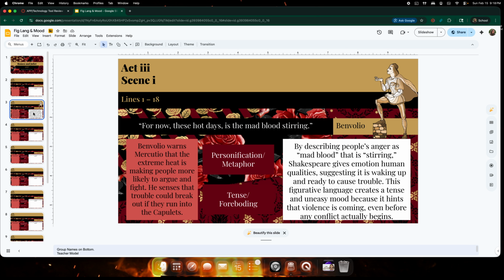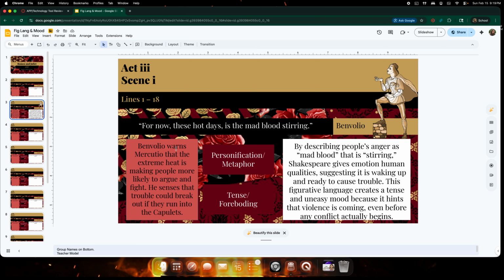If we look here at my example, you'll see I worked with lines 1 through 18. The quote that I identified, "For now these hot days is the mad blood stirring." This was said by Benvolio. This happens when Benvolio warns Mercutio that the extreme heat is making people more likely to argue and fight. So this personification of mad blood creates this tenseness, this foreboding, this idea that something is going to happen. You don't hear words like mad blood without there being some form of a negative impact.